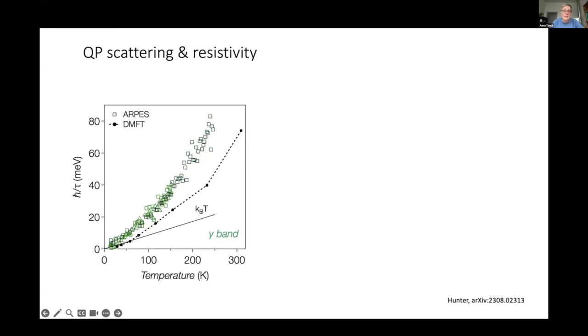It also seems that the electron-phonon coupling makes a small contribution to the scattering rate. Okay, thank you. Very interesting results. Thank you for the question.